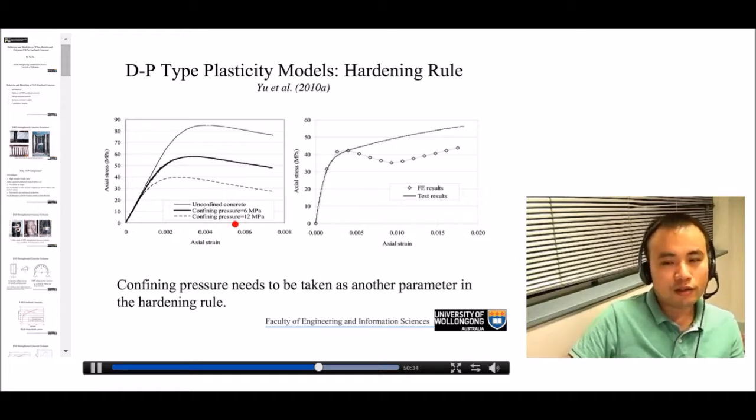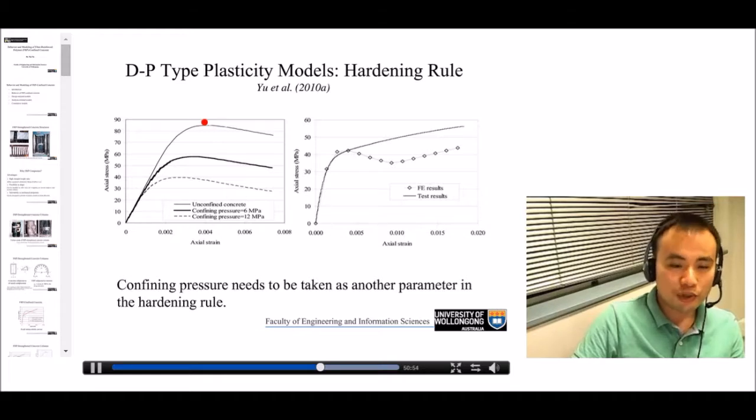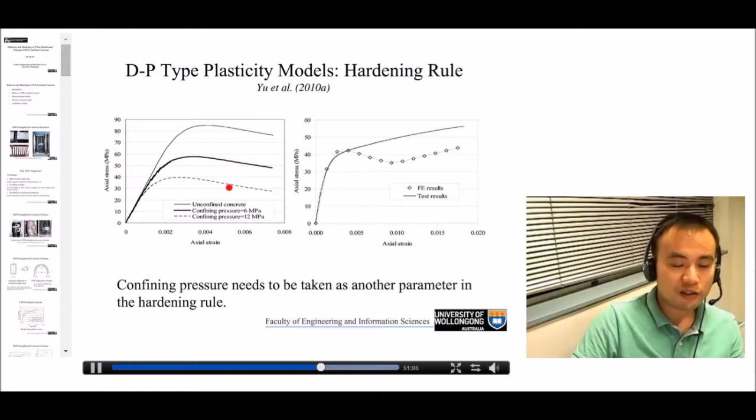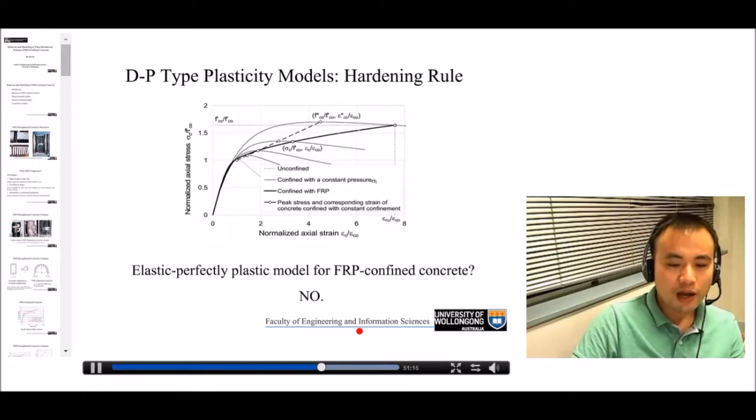Now, if a model considers the hardening rule, but uses the hardening rule simply as a function of the plastic deformation, what will happen is shown in this figure. If the hardening rule is only a function of the plastic deformation, then basically you predict parallel descending branches for concrete under different confining pressure. If the hardening rule is only a function of the plastic deformation, then the descending branches are basically parallel.